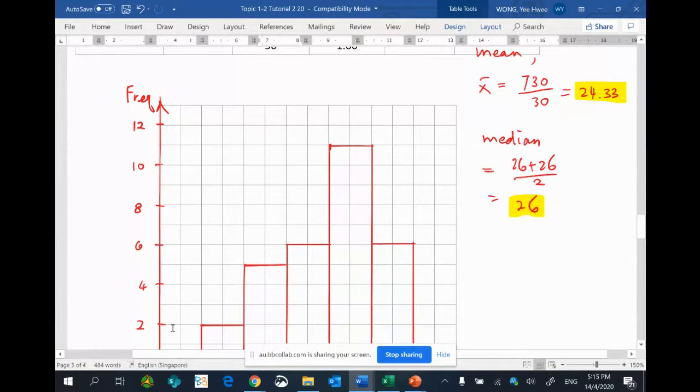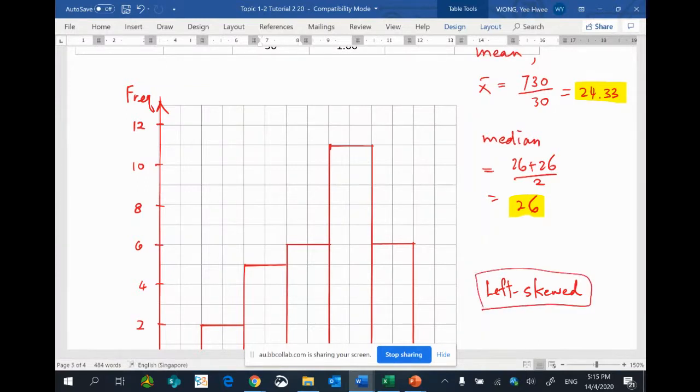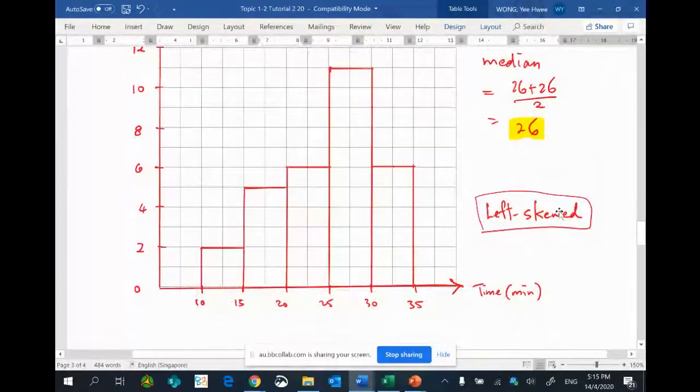You have a long side on the left hand side, but just very short on the right hand side. So this graph is left skew. The difference is not really a lot yet, but you can see a very obvious left skew already. If you have a higher difference, then you see that the skewness will be higher also. Okay, so this is the graph.